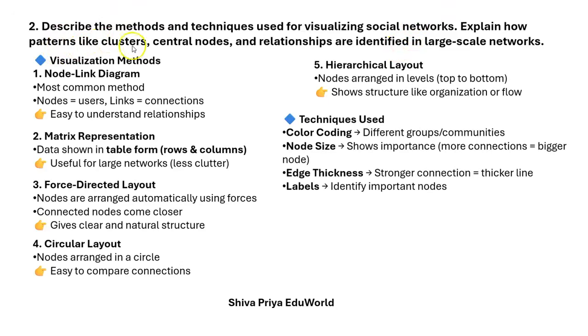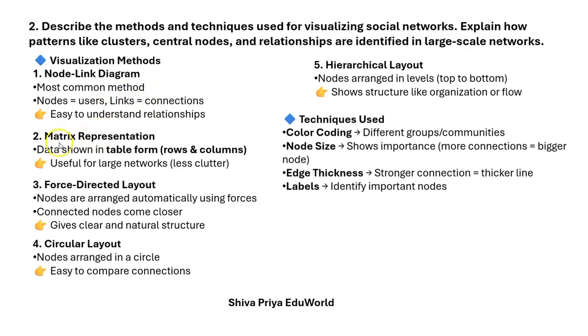Describe the methods and techniques used for visualizing social networks. Explain how patterns like clusters, central nodes and relationships are identified in large scale networks. Let us understand visualization methods. We have 5 visualization methods in social networks. First, the node-link diagram. It is the most common method used in social networks. The nodes are users and the links are connections. As I already told you, it is easy to understand the relationship between two users.